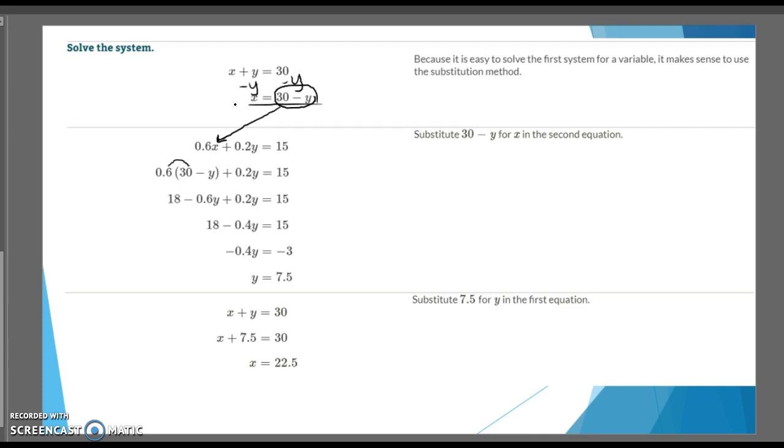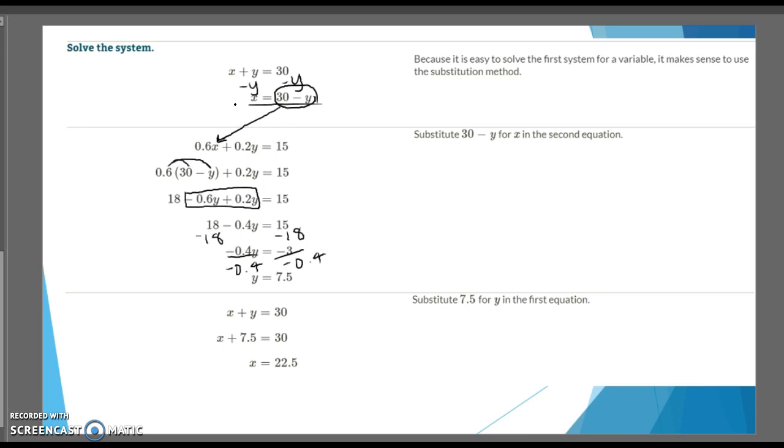You're going to distribute, and then you're going to have 18 minus 0.6y plus 0.2y. You're going to combine your like terms. Negative 0.6 and 0.2 get negative 0.4. You're going to subtract 18 from both sides. Negative 0.4y equals negative 3, and you're going to divide by negative 0.4 on both sides.